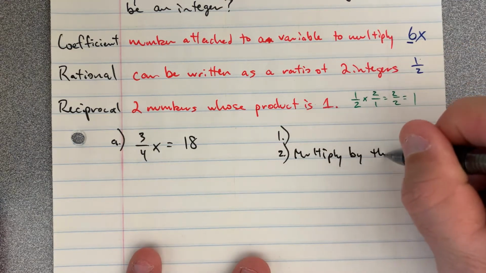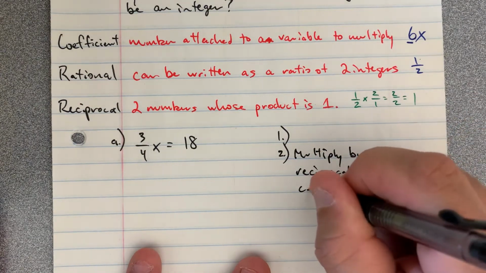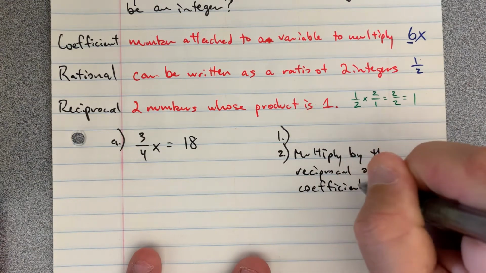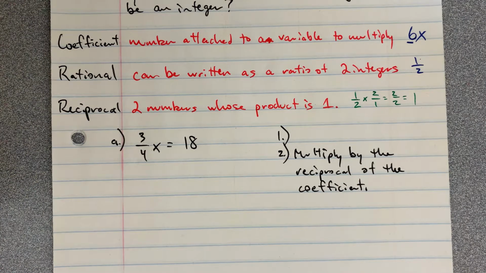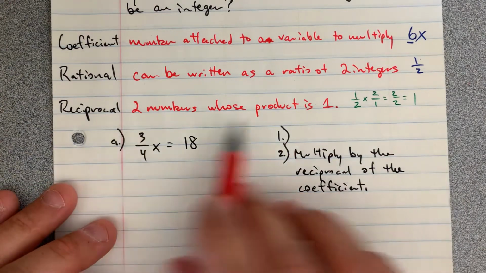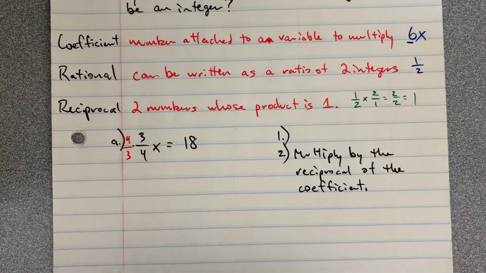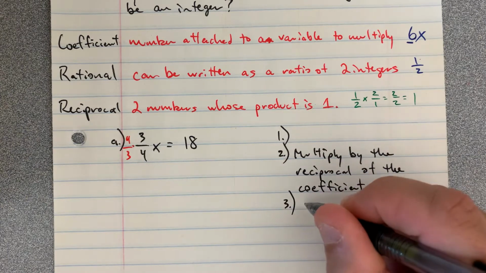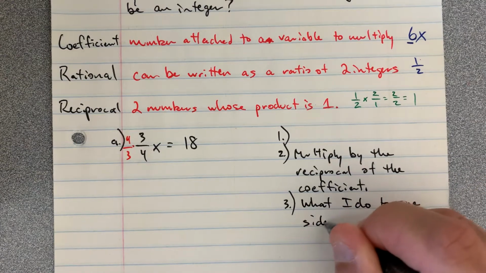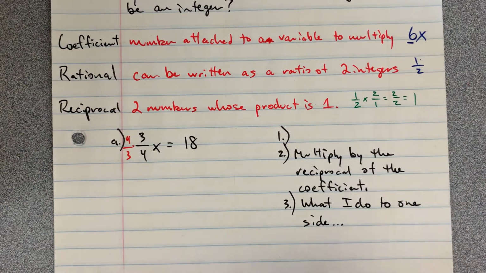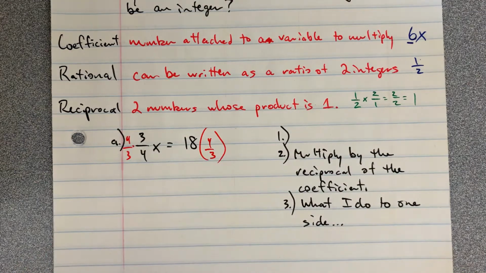by the reciprocal of the coefficient. We determined that our coefficient is 3/4 because that's what is out in front of the variable. So I'm going to multiply by the reciprocal of 3/4, which we just talked about, which would be 4/3. As always, step 3, what I do to one side, hopefully you can fill in that blank in your brain on your own. So since I multiply by 4/3 on the left side, I better multiply by 4/3 on the right side.